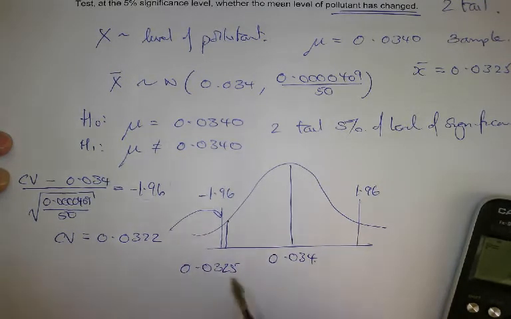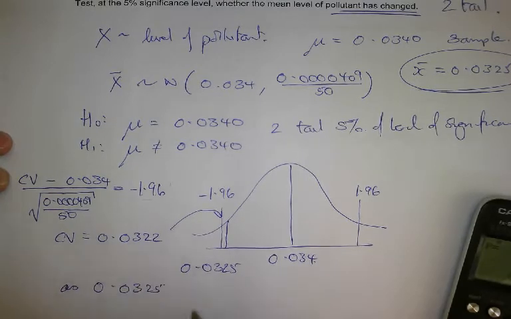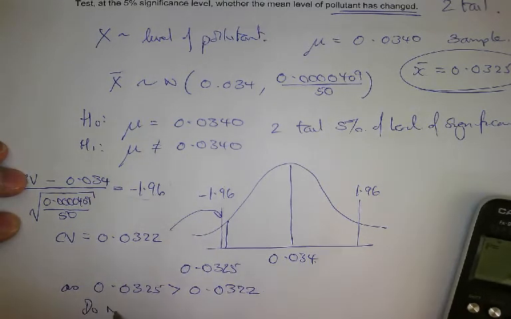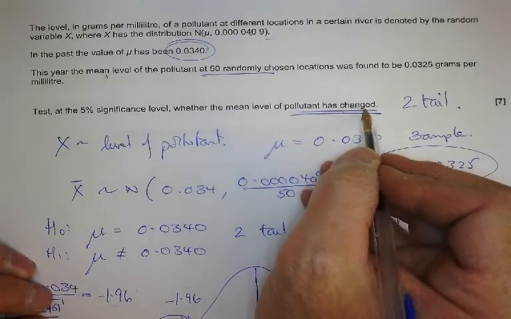So what you say is, this is the value, the x bar, and you say, as 0.0325, our new value, is actually still greater than the critical value, then you do not reject the H0. And you say there is insufficient evidence at the 5% level of significance to suggest, and then you use the words they have here, the mean level of the pollutant has changed, and that's what you'd write.